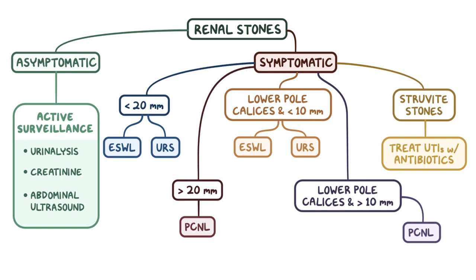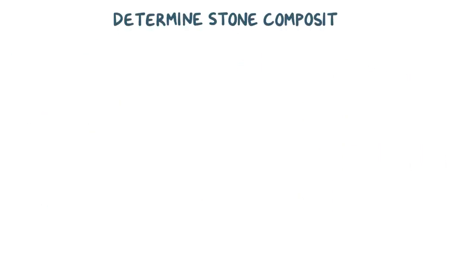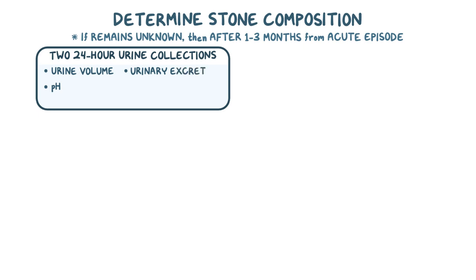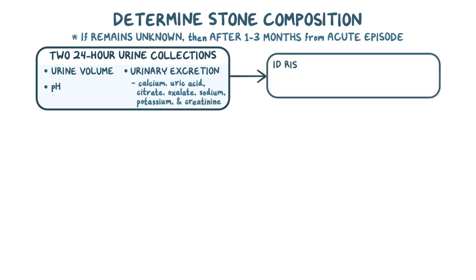Now, after retrieving a stone, its composition is analyzed in order to determine what kind of stone it was. If the stone composition remains unknown, then after 1 to 3 months from the acute episode, 2 24-hour urine collections should be obtained to determine urine volume, pH, and urinary excretion of calcium, uric acid, citrate, oxalate, sodium, potassium, and creatinine. This helps identify risk factors for stone formation and prevent further stone episodes.